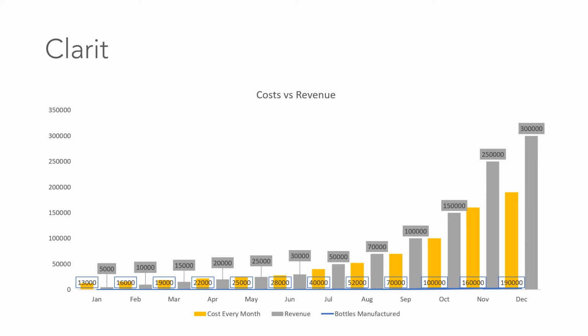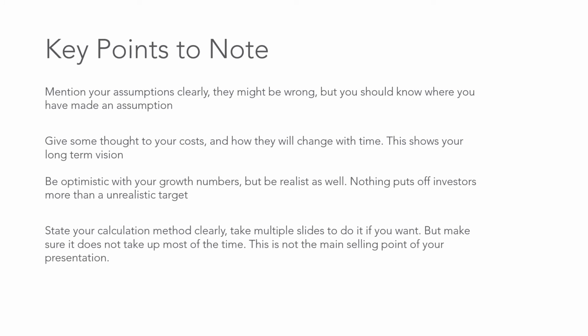In the month of December, we'll be spending 1,90,000, but we will be making 3 lakhs from selling the bottles. This will earn a profit of 1,10,000 in that month alone. Pretty awesome, right? Some key points to note here. First, always mention your assumptions. Even if you think they might be wrong, stating your assumptions shows to the investors that you know what you're talking about and you know your calculations. Second, give some thought to your costs, how you should calculate them and how they will change over time.